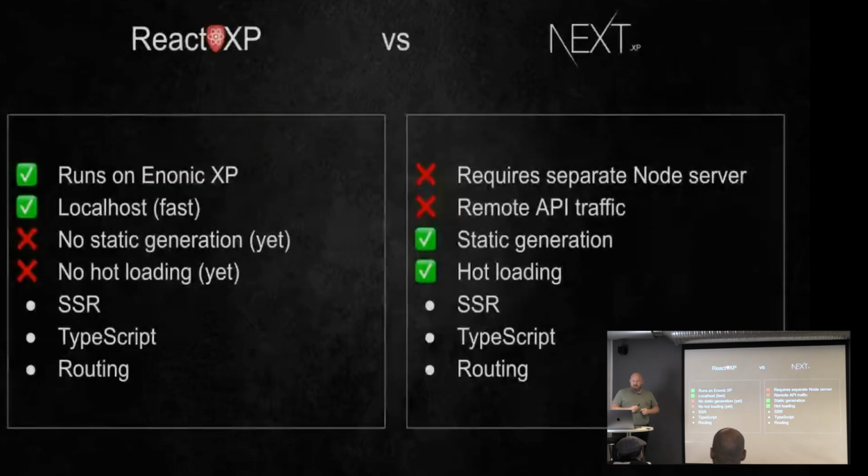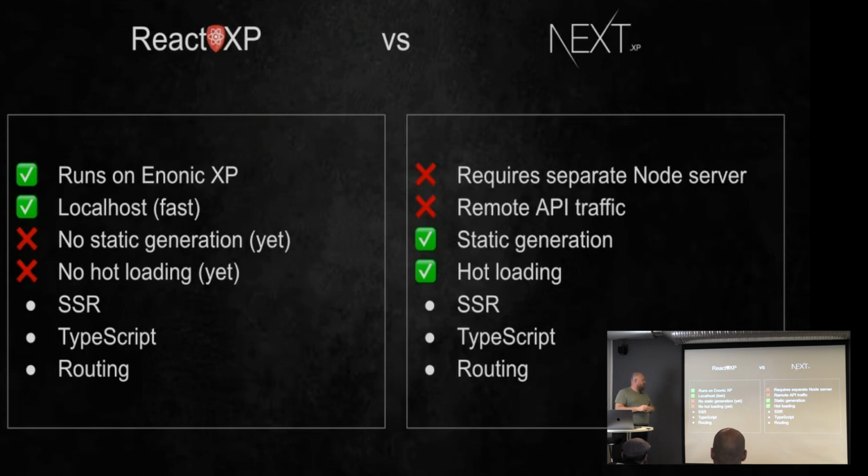So a little bit of comparison between React4XP and Next.xp. React4XP runs directly on Enonic. You don't need to set up 2 servers, right? Next.xp requires a separate node server. So all the communication is on localhost, which means you send a request, you get a response. No extra API traffic between servers in the background. So that's quite fast.